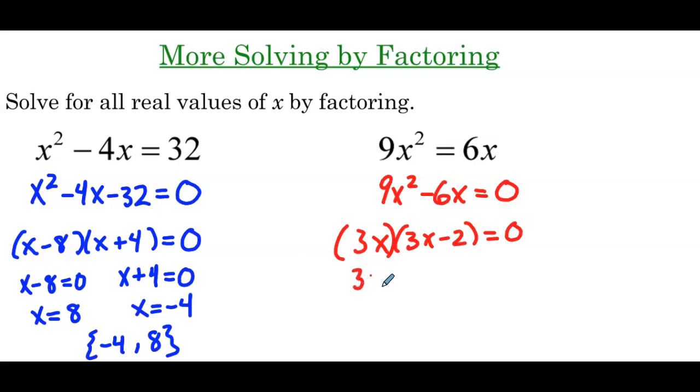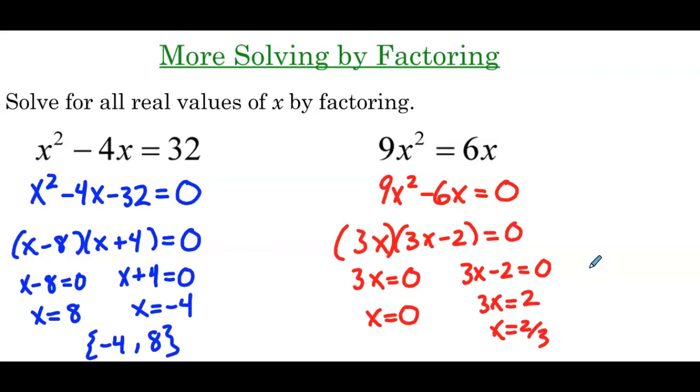So using the zero product property, either 3x equals 0 or 3x minus 2 equals 0. So we have either x equals 0, or let's see, 3x equals 2, x equals 2/3. So our solution set is 0 or 2/3.